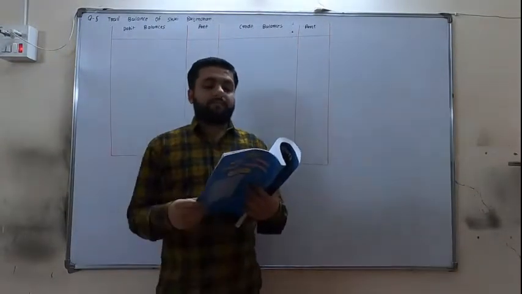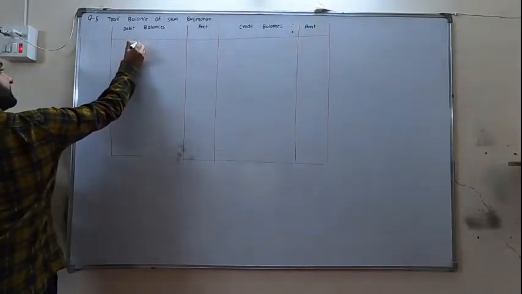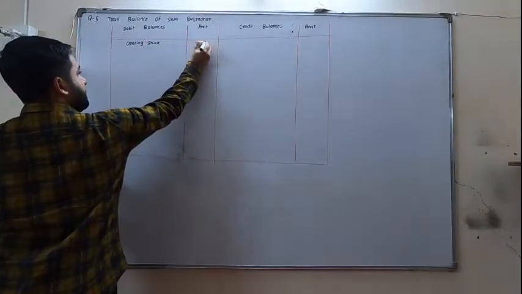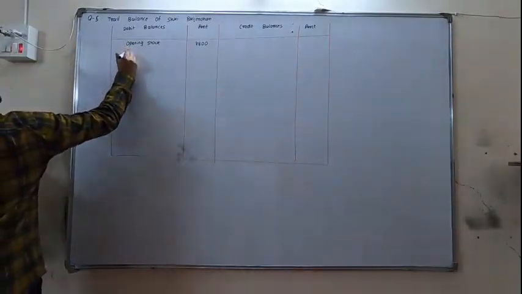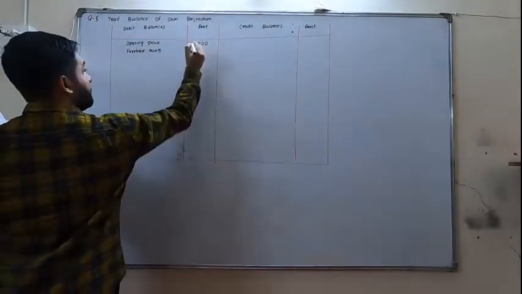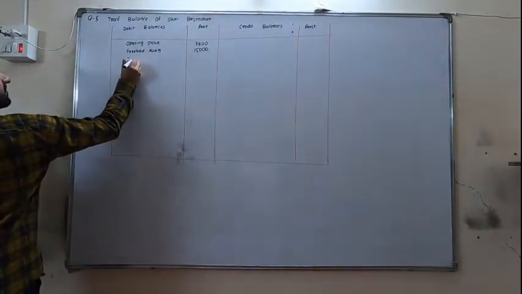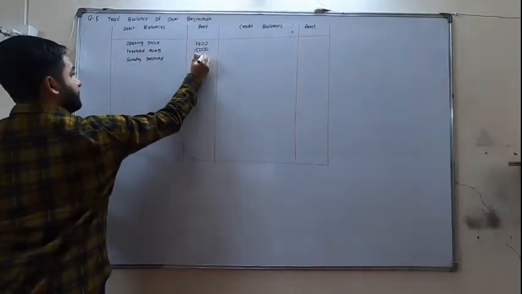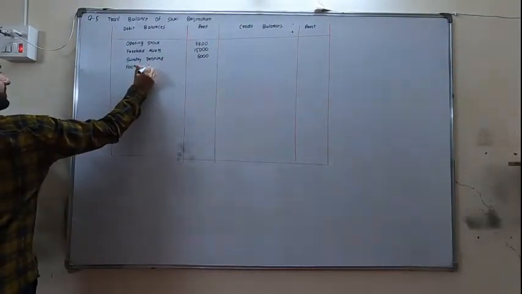Now, opening stock is a debit balance. So on the debit side, opening stock 7,800. Freehold assets is an asset, so it has a debit balance. Freehold assets 15,000. Next, sundry debtors also have a debit balance, amount 6,000. Next, factory expense, all the expenses have a debit balance, 800.